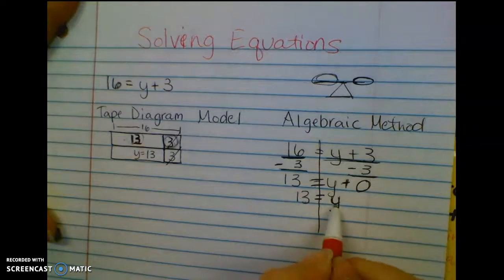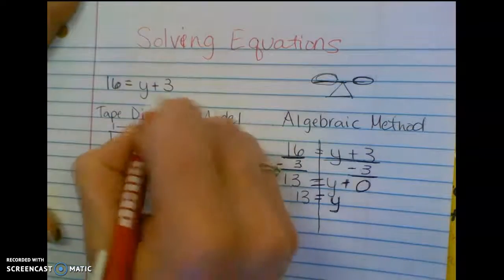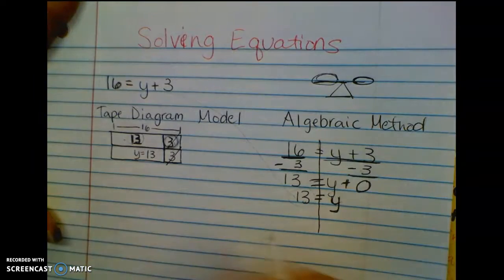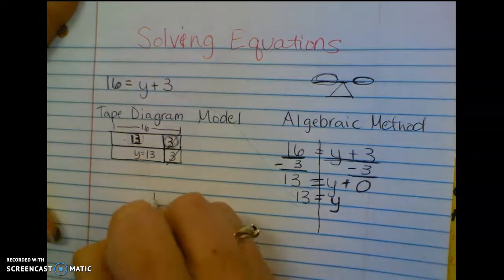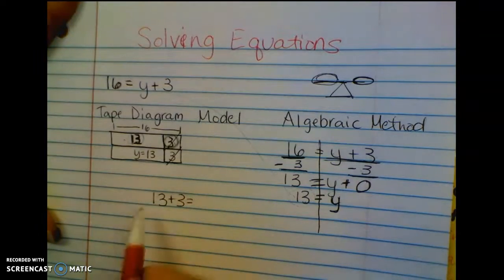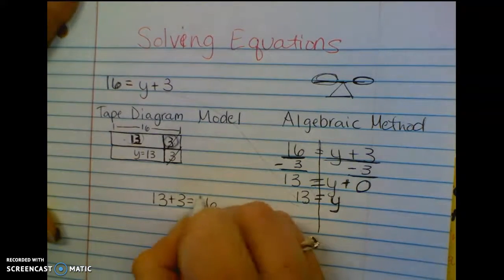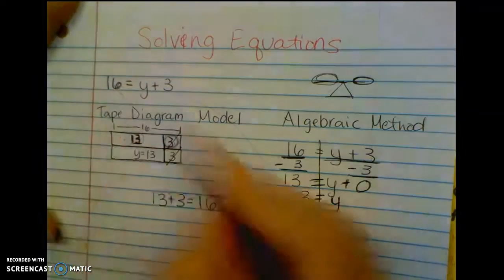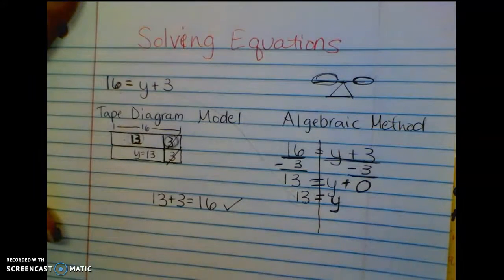So if 13 is the same as y, you can do that old substitution method. Coach says y, you're out. 13, you're in. So you do 13 plus 3. Actually solve it. 13 plus 3 is 16. 16 is what I have up here. So check, it is correct.